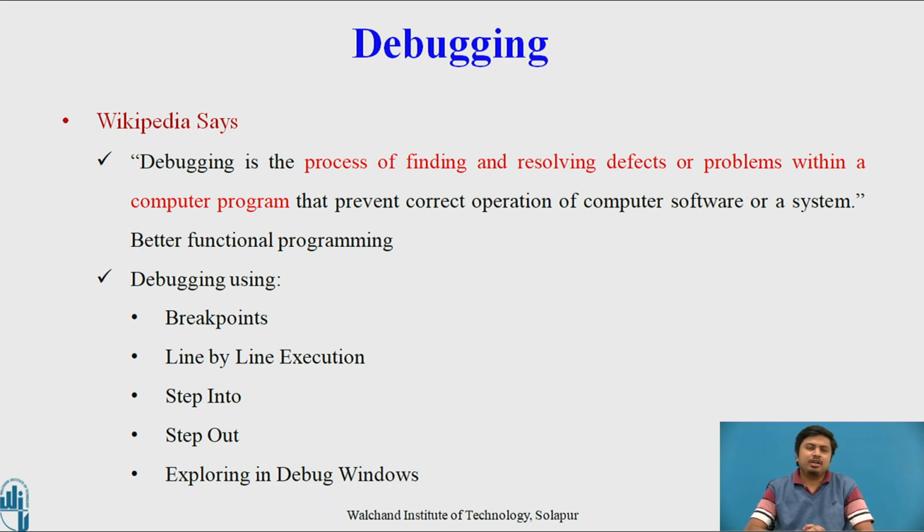So as far as debugging is considered, what exactly is debugging? What Wikipedia says is debugging is the process of finding and resolving defects or problems within a computer program. An important concept is breakpoints, and then we have some concepts wherein we try to execute a program line by line, and then we have two more concepts which we call step into and step out.